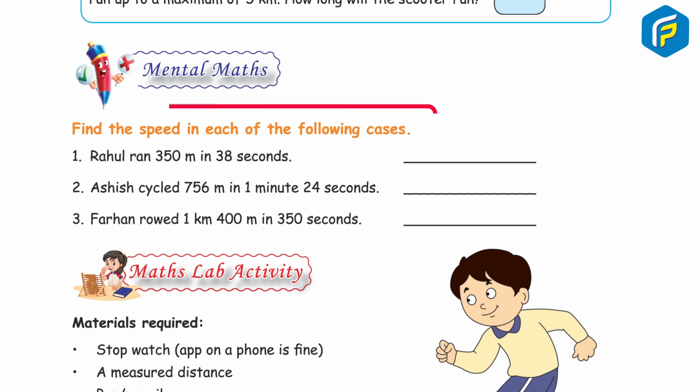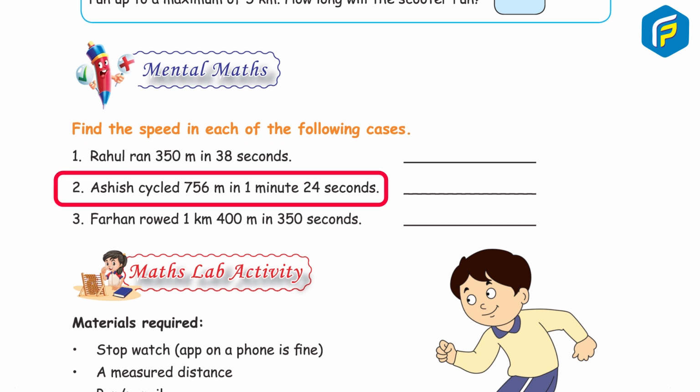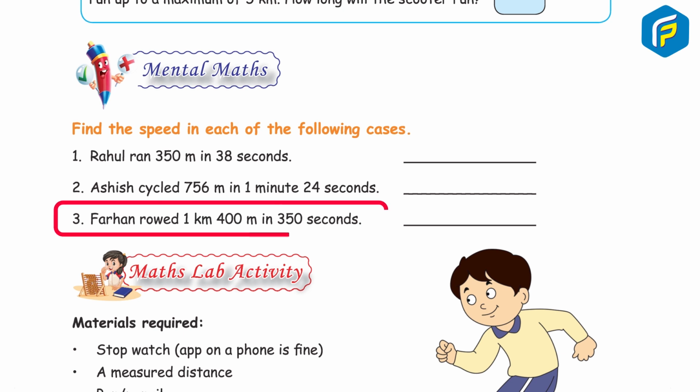Mental math. Find the speed in each of the following cases. 1. Rahul ran 350 meters in 38 seconds. Answer 9.21053 meters per second. 2. Ashish cycled 756 meters in 1 minute 24 seconds. Answer 4.16667 meters per second. 3. Farhan drove 1 kilometer 400 meters in 350 seconds. Answer 4 meters per second.